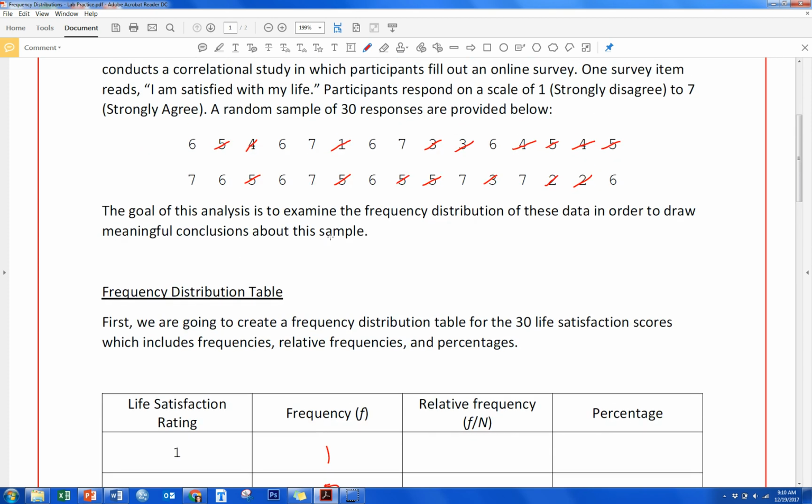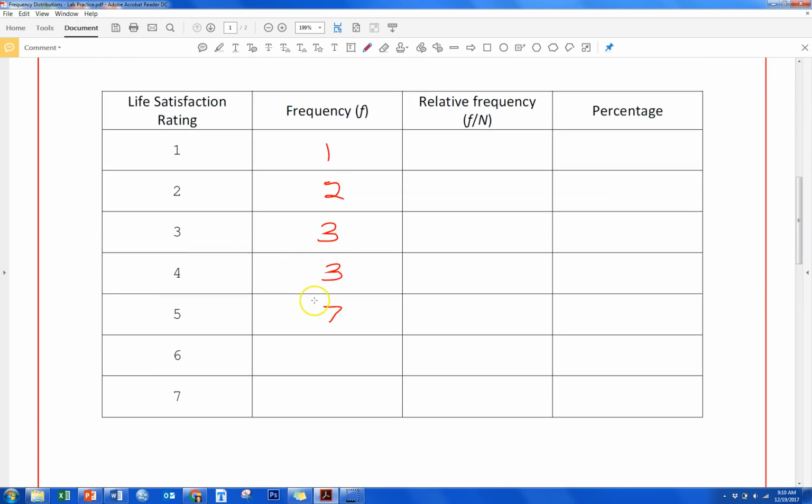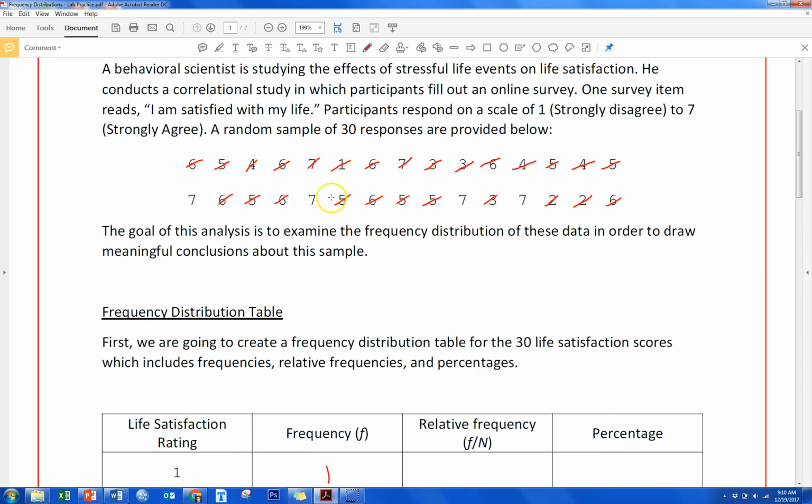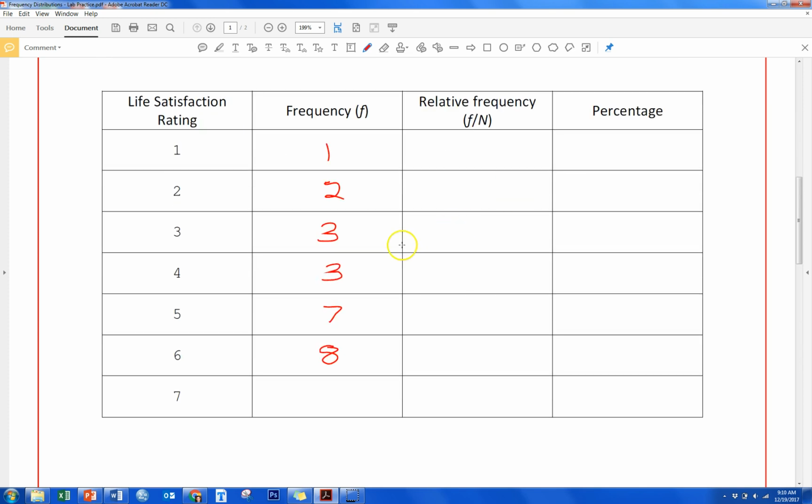Moving to the 6s. 1, 2, 3, 4, 5, 6, 7, 8. Very common response. So go down here and put our 8. And then finally 7. How many people strongly agreed with this statement? 1, 2, 3. Oh, that was 3, 4, 5, and 6. And we'll come down here and put 6. There we go. So now we have the first column in our frequency distribution table.